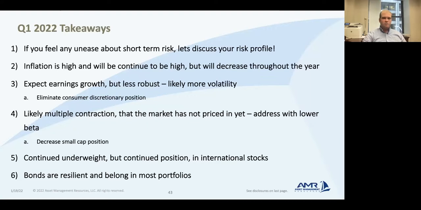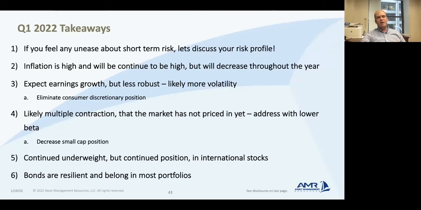One of the ways we're doing this is we're decreasing the small cap position. We're going to continue to be slightly underweight, but we're going to have a continued position in international stocks. I say slightly underweight because when we first started this, our core international position, the ACWI, the All Country World Index, was about 43% international stocks. Because they've underperformed versus domestic stocks, they're about 35% now. So since we're going to continue to take the same position, we're less underweight than we were when we started the position.